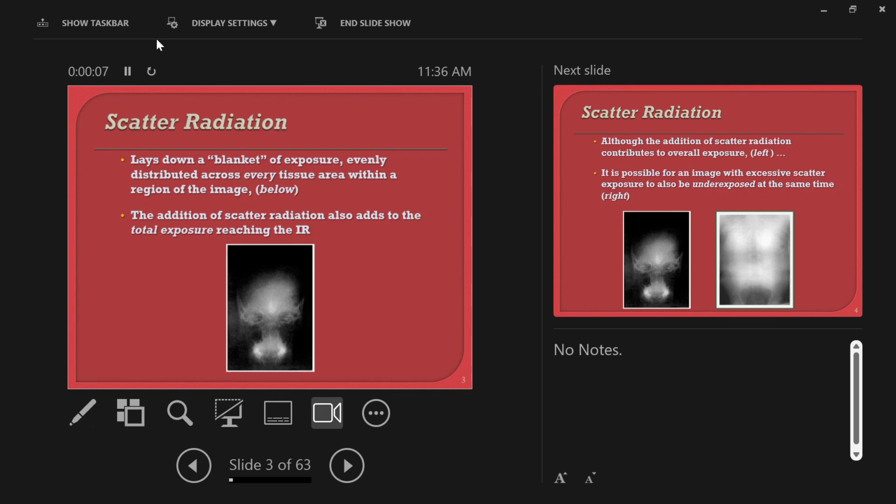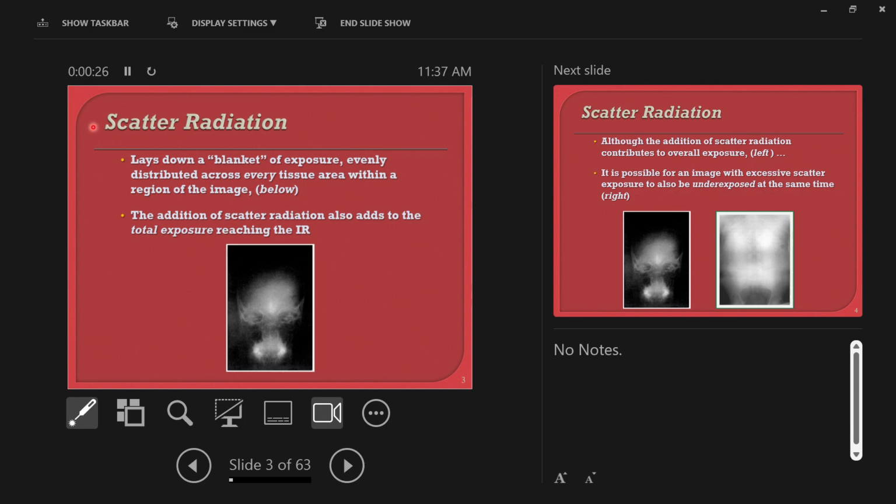Hmm? It does look like it. It does look like a mushroom cloud, huh? That's a skull radiograph. But you can't tell, right? Why can you not tell? Because there is a layer of scatter radiation fogging the image and making it look like a cloud instead of a skull, right? Mushroom cloud.